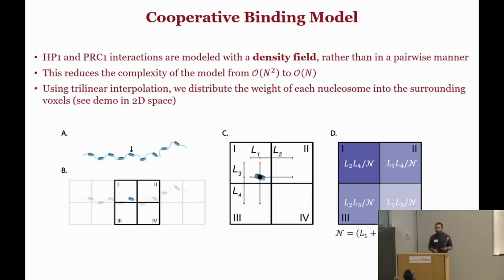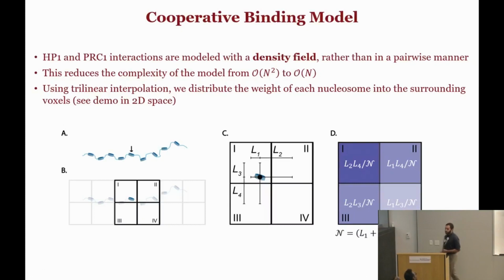But for full chromosome models, the complexity of that type of calculation is intractable because pairwise interactions scale as an order of n squared, where n is the number of nucleosomes. If we take this field theoretic approach, we can reduce that scaling down to order of n, which is tractable.